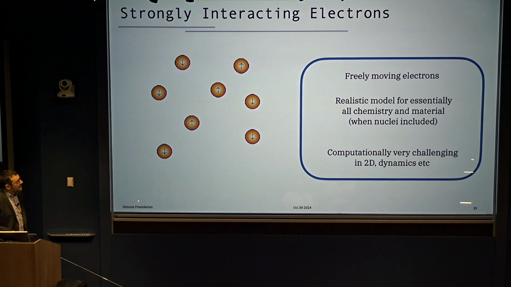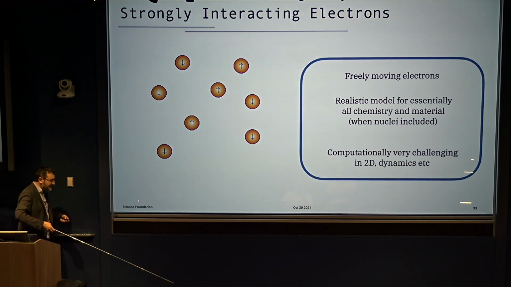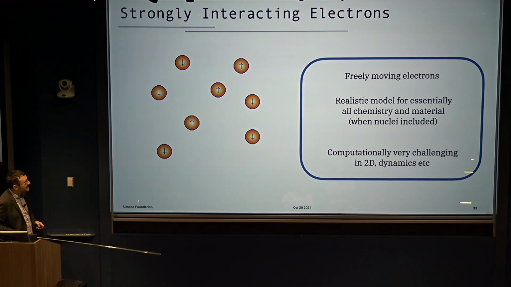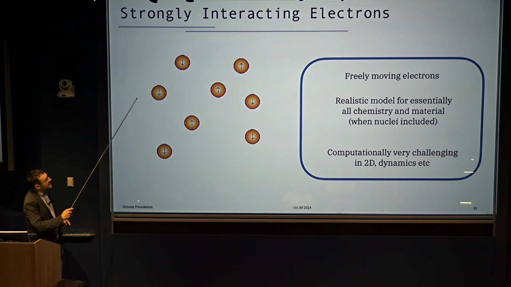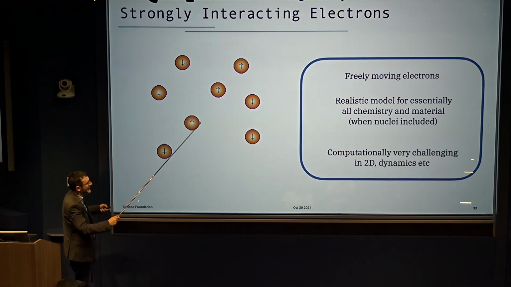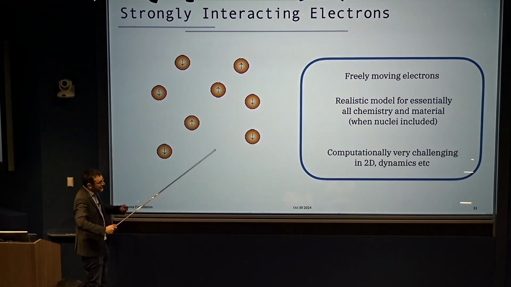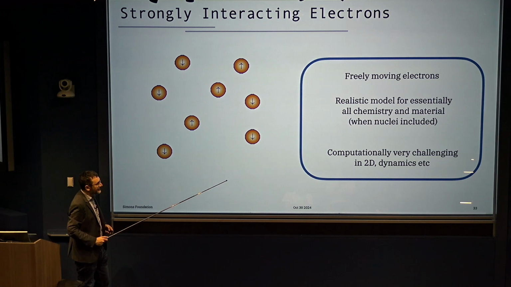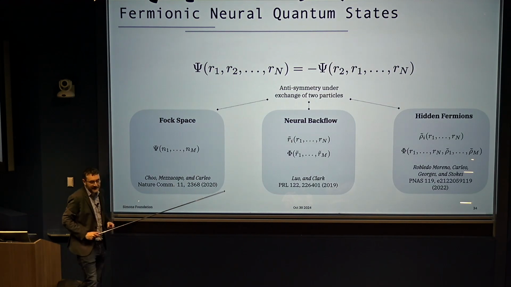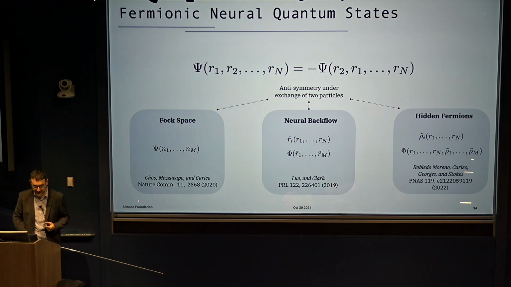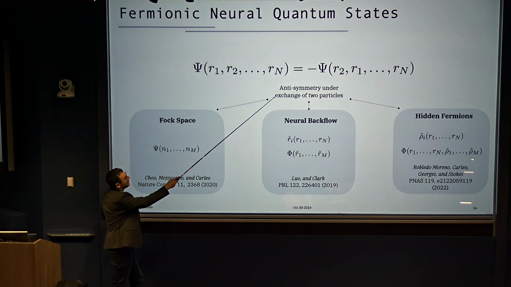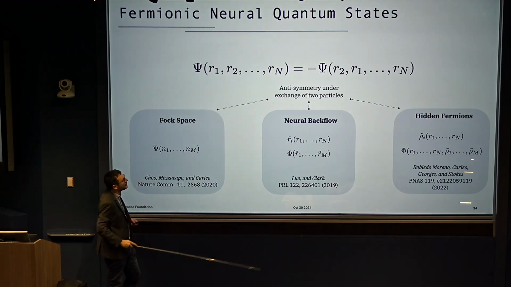Then, moving again towards a more realistic description of nature, we would like to unfreeze our electrons in the lattice and have them move around. So this is the case where we try to describe itinerant electrons. This is even more challenging than the case of spins that I described before, because there is an extra complication that comes from the fact that the wave function that you need to describe in this case must be antisymmetric. This comes from the so-called Pauli exclusion principle.